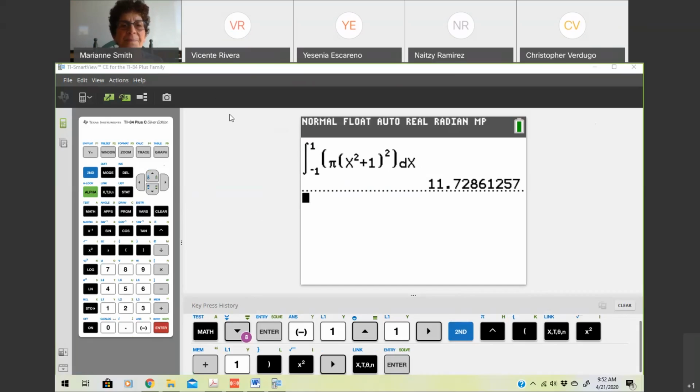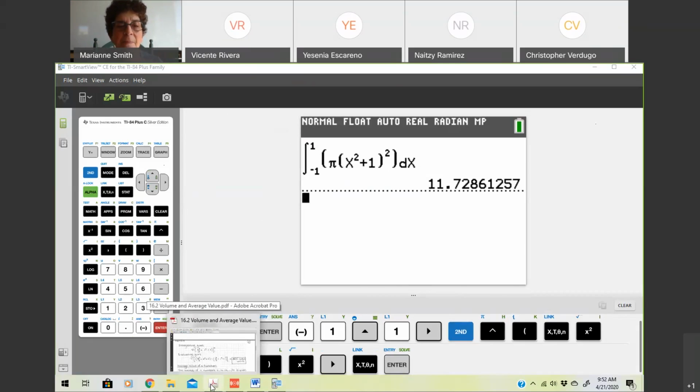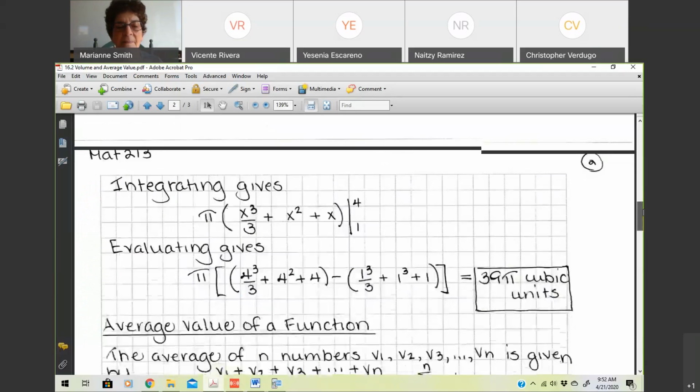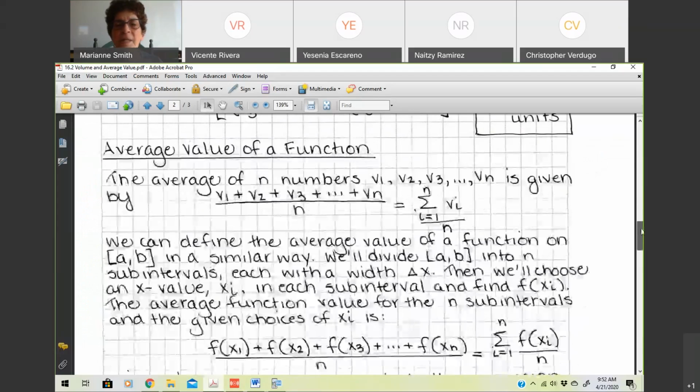All right. So then the second topic we're going to cover today is average value. Okay, so let me go down there. The average value of a function. This is far more useful for you in terms of a business context, okay?